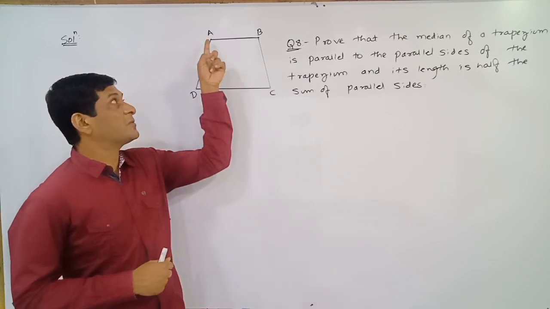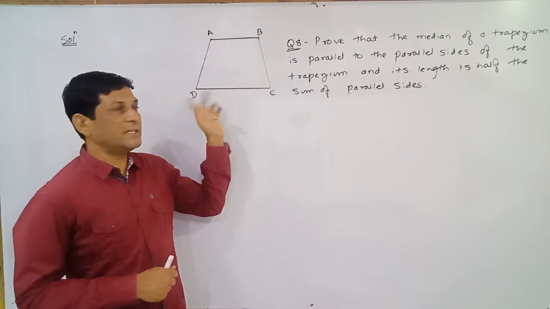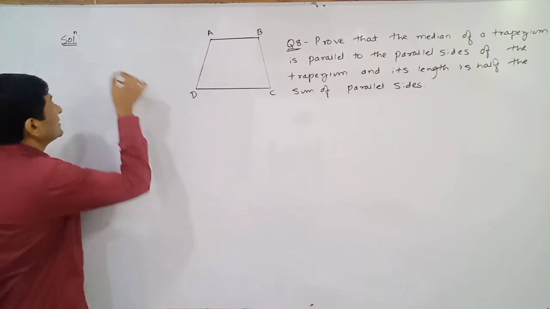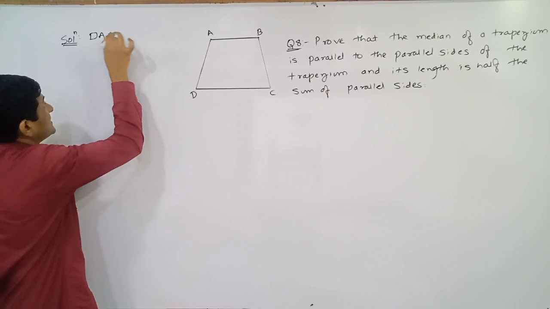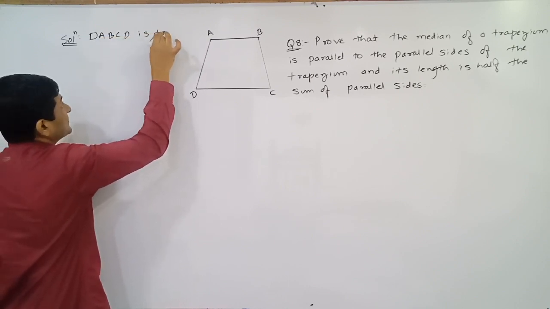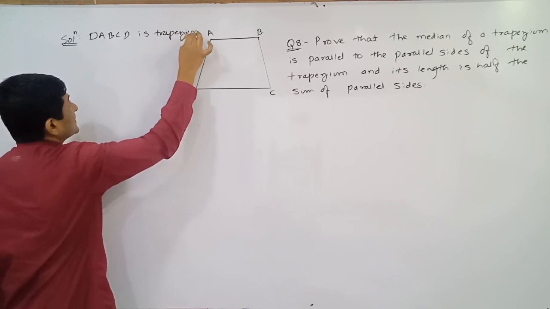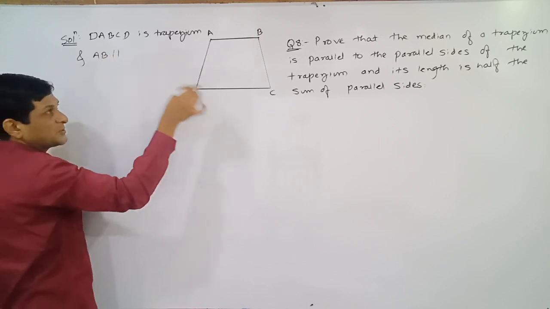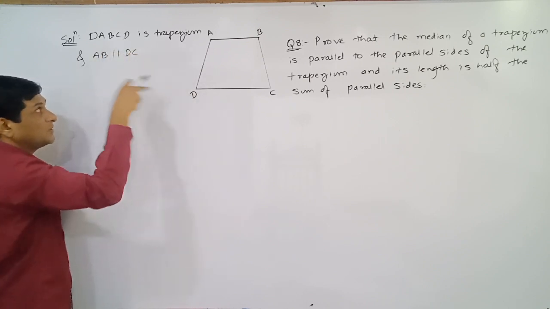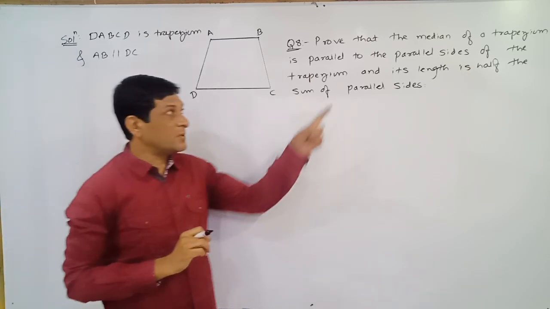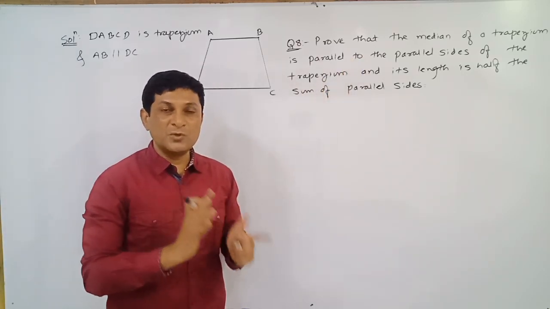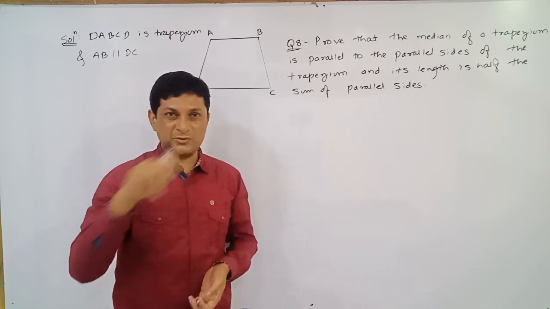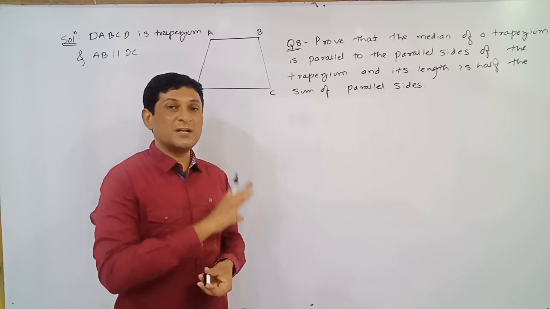So in this case we have considered a trapezium ABCD such that AB is parallel to DC. So quadrilateral ABCD is a trapezium, and since it is a trapezium, one pair of opposite sides is definitely parallel. I am supposing here that AB is parallel to DC. Now try to understand the meaning of median. Already we know the median of a triangle: the segment joining a vertex and the midpoint of the opposite side. Three medians can be drawn in a triangle. But now we are discussing the median of a trapezium.